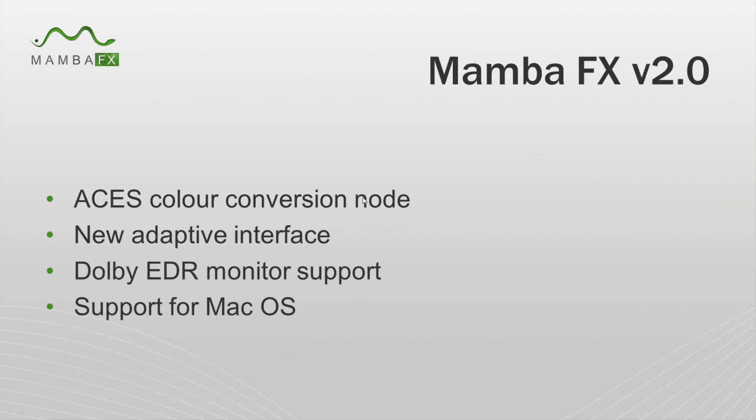We also have a new adaptive interface which will be very welcome for a lot of you. One of the most interesting is that you can now work with multiple monitors. If you use Mumba in a multi-monitor setup with 2 GUI monitors, those 2 GUI monitors can now be set up with different resolutions. Previously in Mumba 1.0, the 2 monitors had to be the same resolution, and now you can vary to your heart's content. We also have support built in for the new Dolby EDR monitor technology, and also support for Mac OS as well. So we're very excited to be releasing our first version of Mumba for Mac OS.